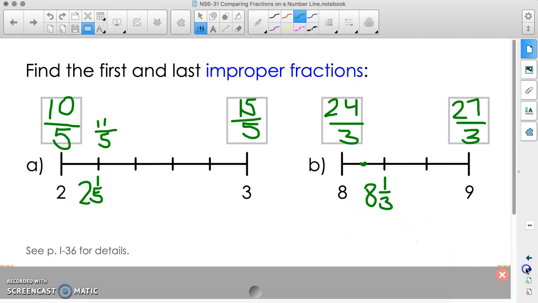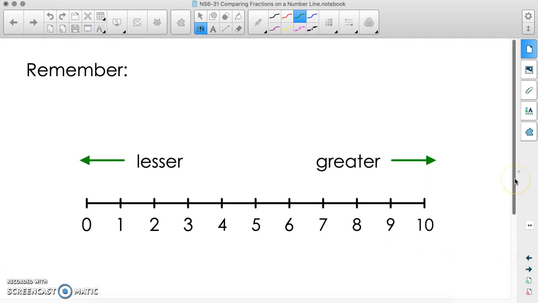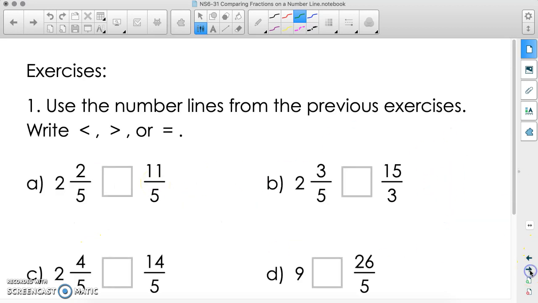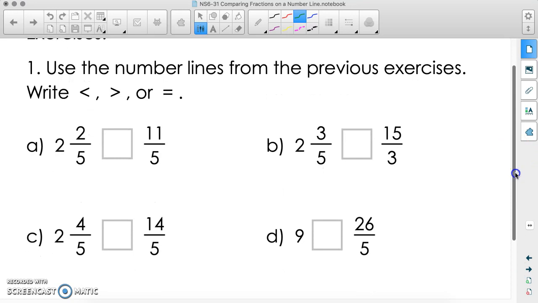All right, let's move on. Let's just remember as a reminder that numbers on the left side of the number line are lesser or smaller, and numbers on the right are greater or bigger. Here are some exercises for you to complete on your whiteboard by using the greater than, less than, or equal sign. When you're done, you can resume your screencast.